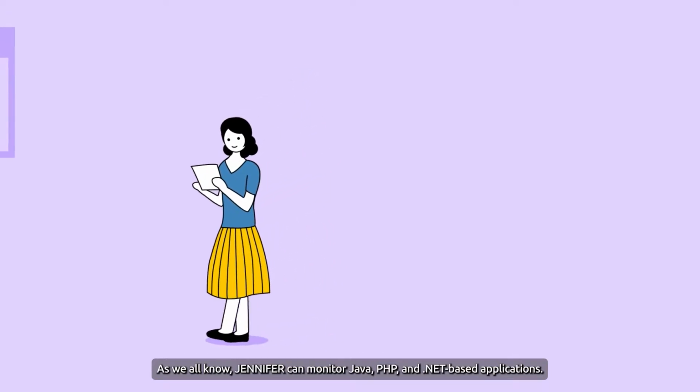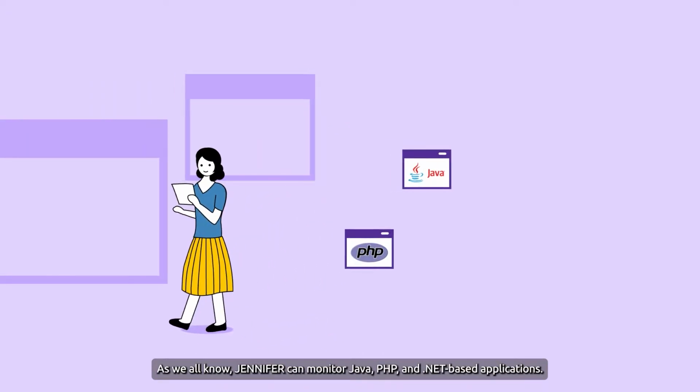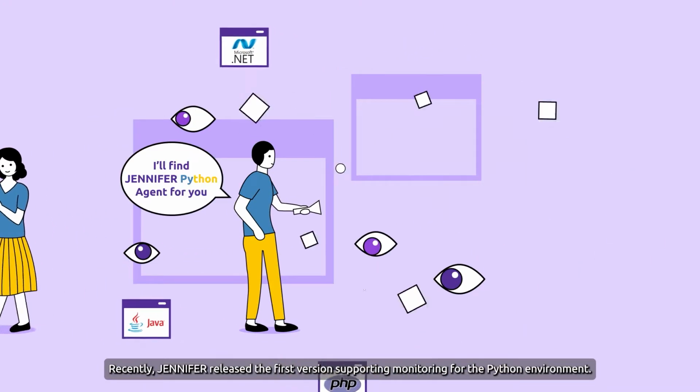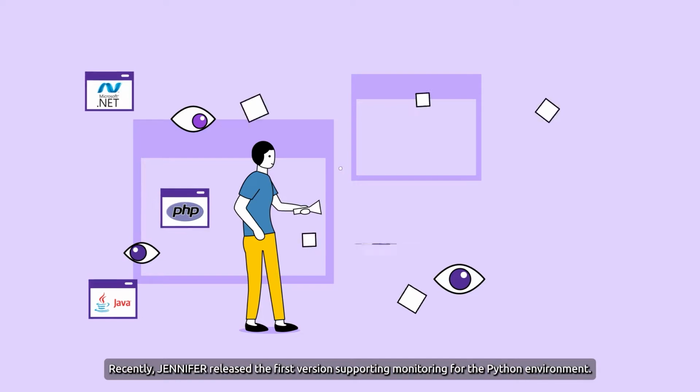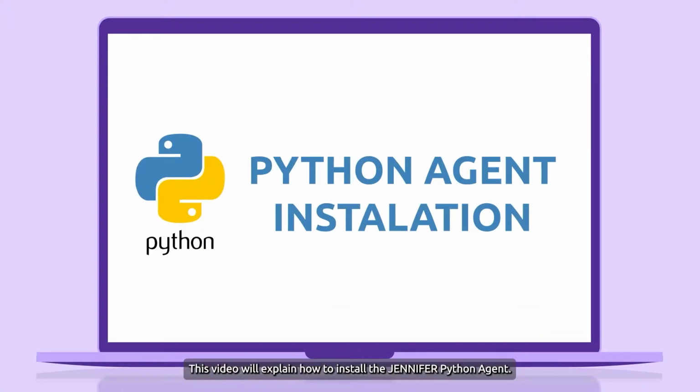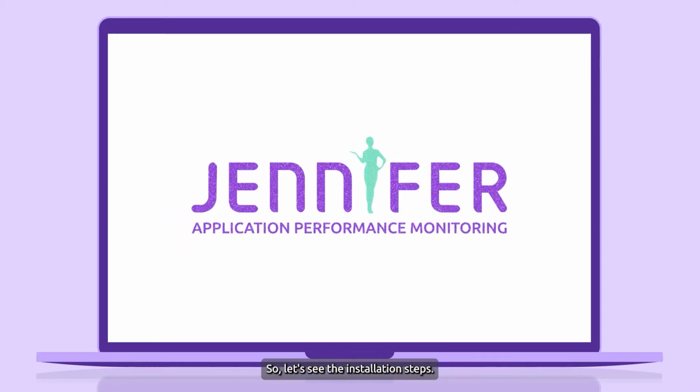As we all know, Jennifer can monitor Java, PHP, and .NET-based applications. Recently, Jennifer released the first version supporting monitoring for the Python environment. This video will explain how to install the Jennifer Python agent. So, let's see the installation steps.